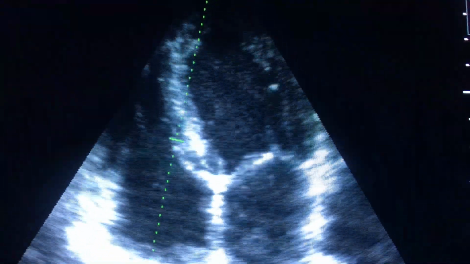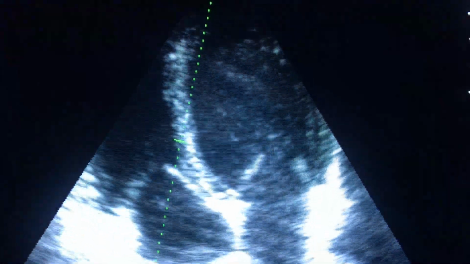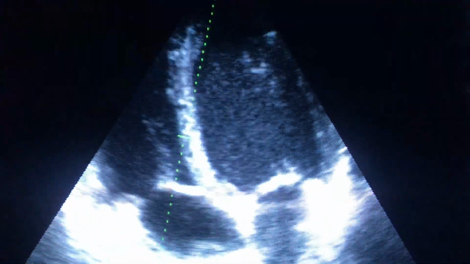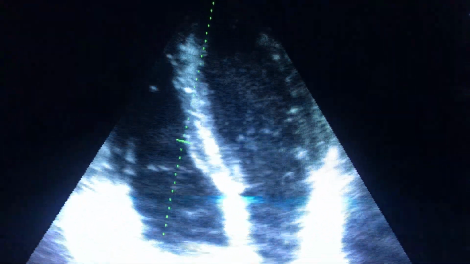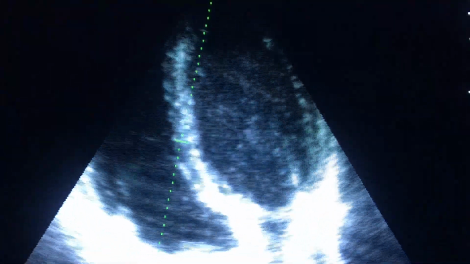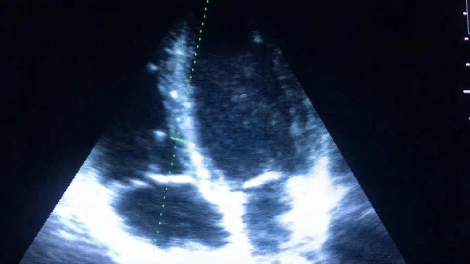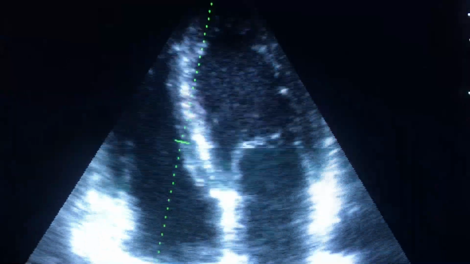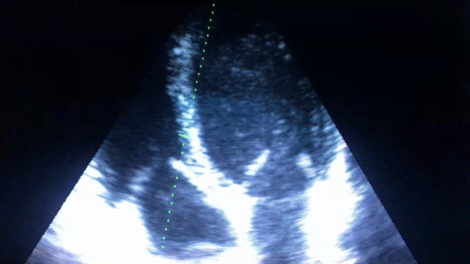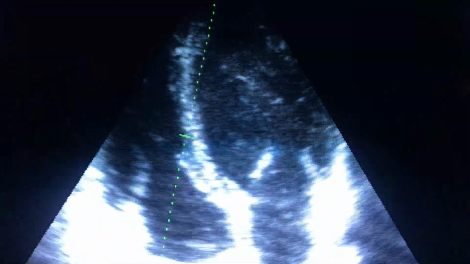Indeed, it is not a passage of contrast across the septum, and we shouldn't misdiagnose it as a patent foramen ovale. It is a normal non-smoke spontaneous echo contrast.